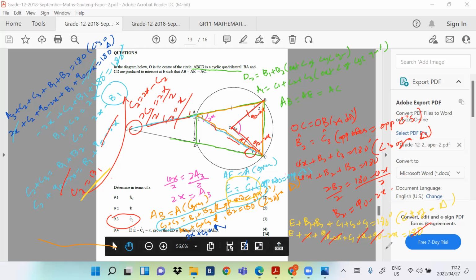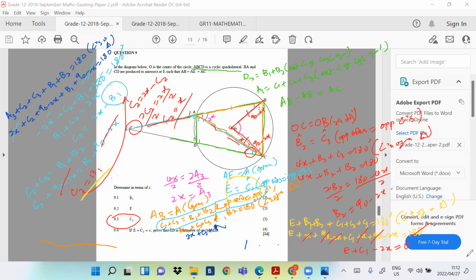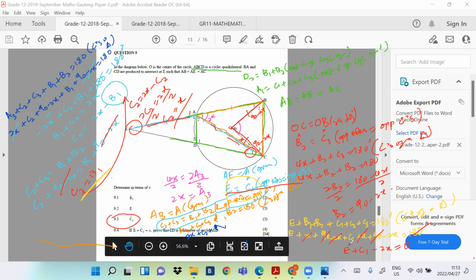But there's a 2x that is hanging around. So E plus C1 minus 2x is 0. Why do we have an extra 2x? E is C1. Do you guys agree that E is C1? Yes, opposite sides. Yeah, we didn't have to go all this way. So E plus E is minus 2x.